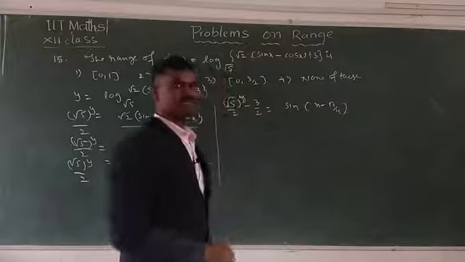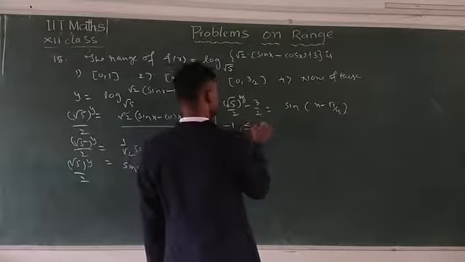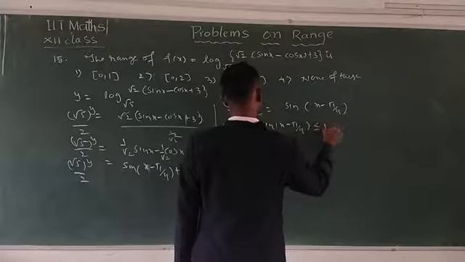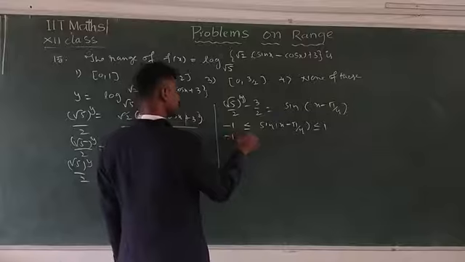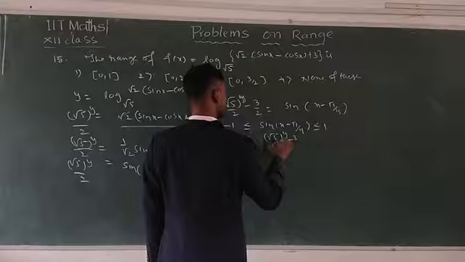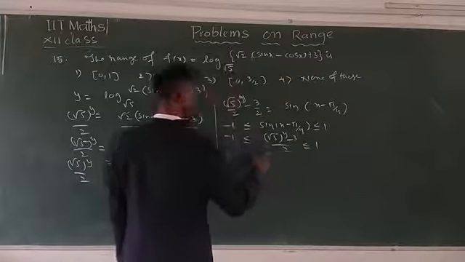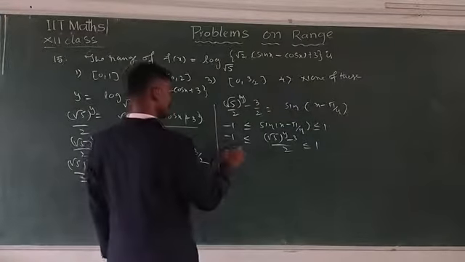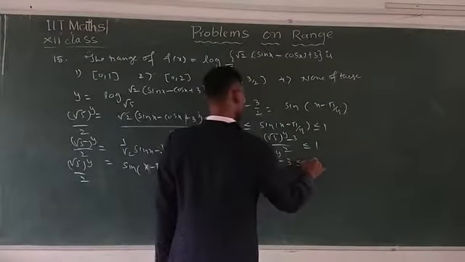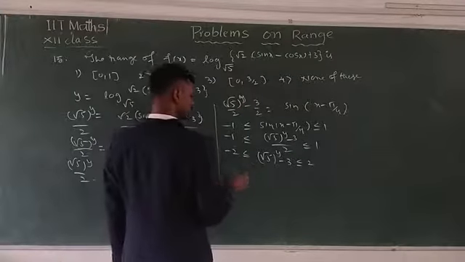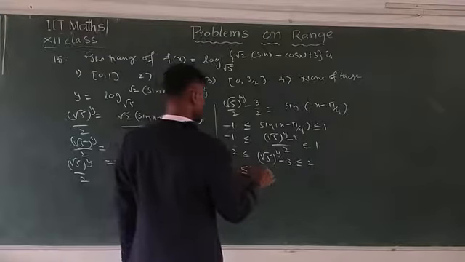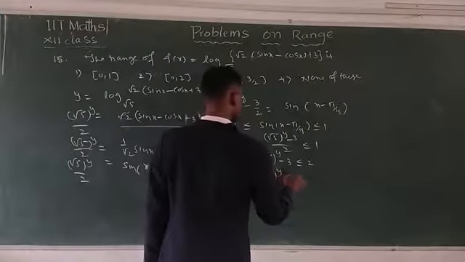What is the range of sine? Sine is between minus 1 and 1. Now you can write here, this is minus 1 and this is root 5 power y by 2 minus 3 by 2 is less than or equal to 1. Now you have to multiply it by 2. Minus 2 is less than or equal to root 5 power y minus 3 is less than or equal to 2. Now this 3 you have to add. Add means here this is 1 less than or equal to root 5 power y less than or equal to 5.